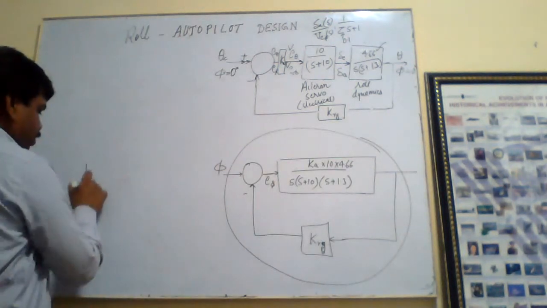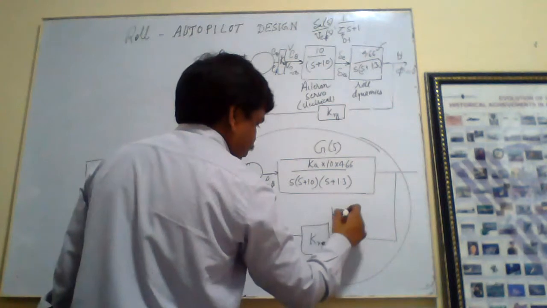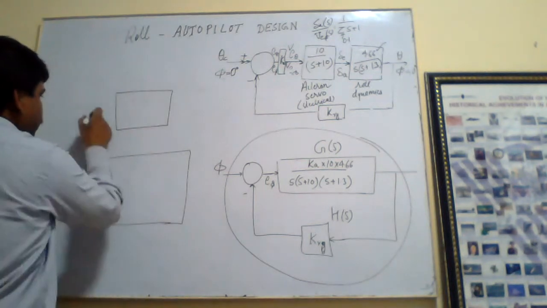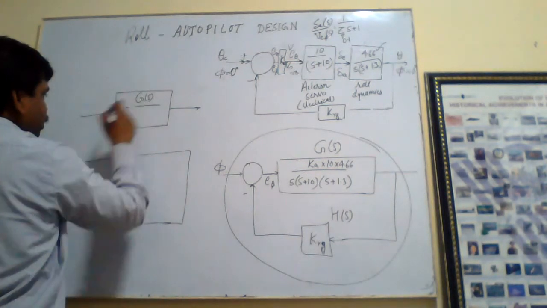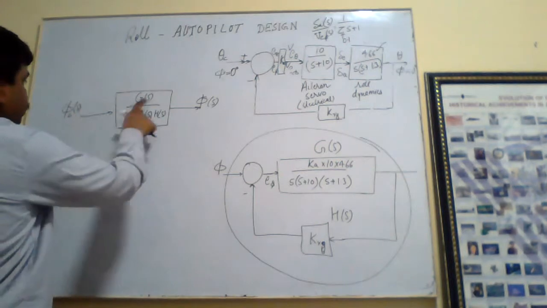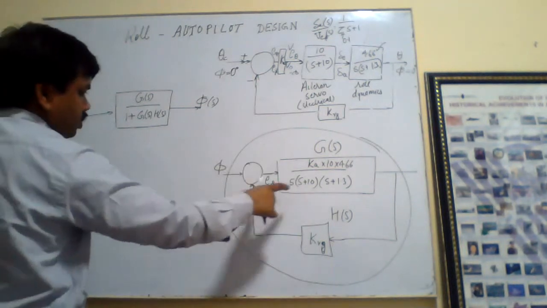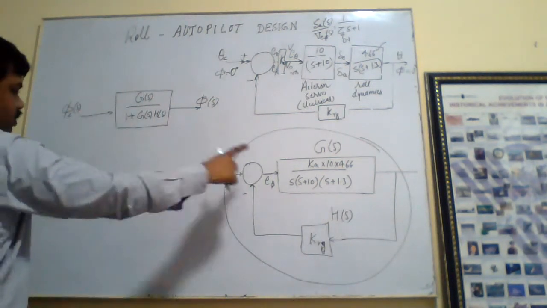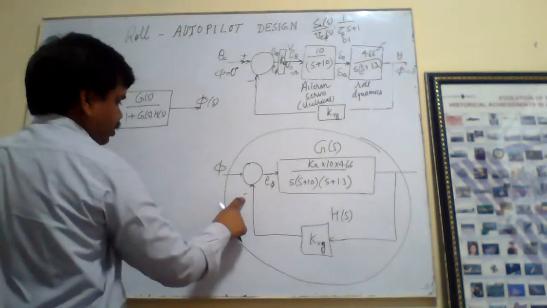Okay, so if I want to further reduce this into one block, if this is my G of S, plant G of S, and this is H of S, I should have G of S over 1 plus G of S into H of S. If I write in simple terms, so if I want to reduce this whole into a single block, this is my plant G of S transfer function, this is the feedback block which is H of S. So G of S over 1 plus G of S into H of S. This plus sign is because here it is minus.